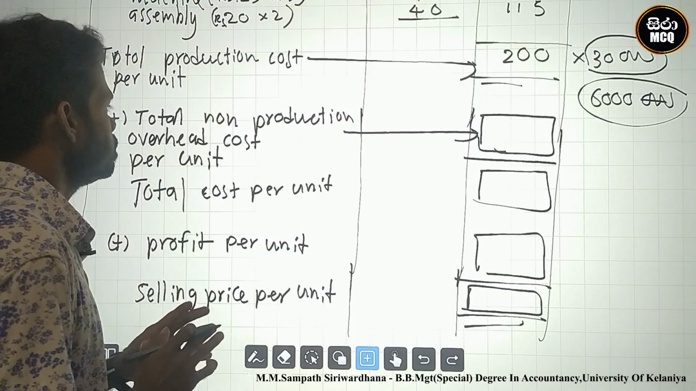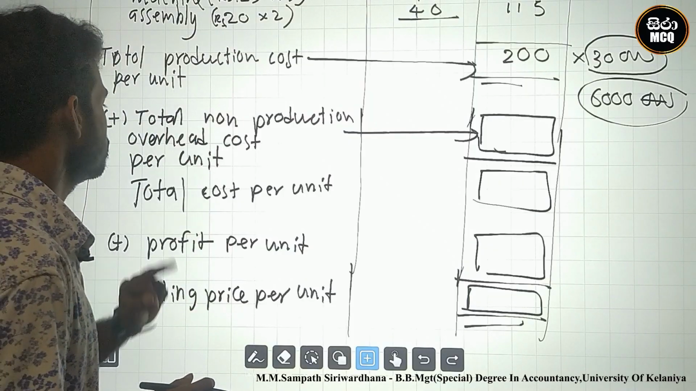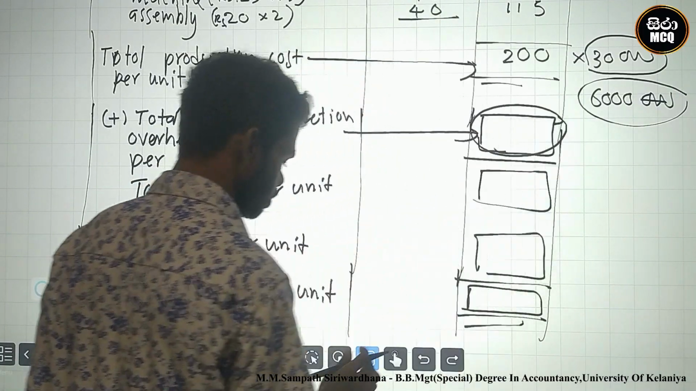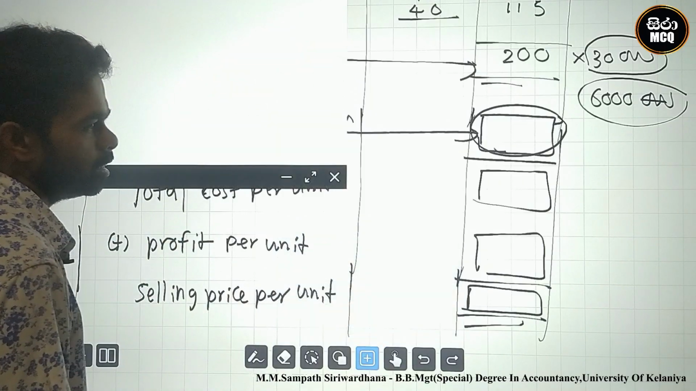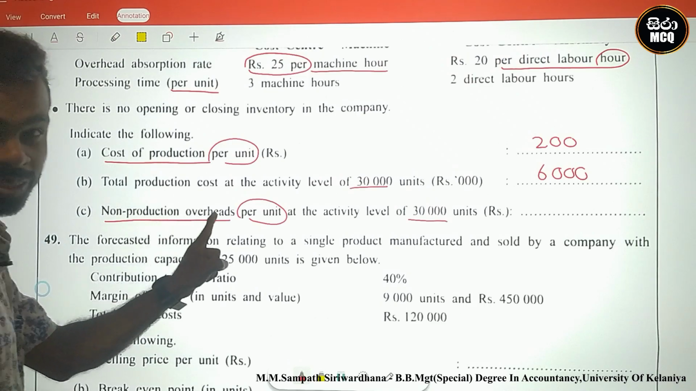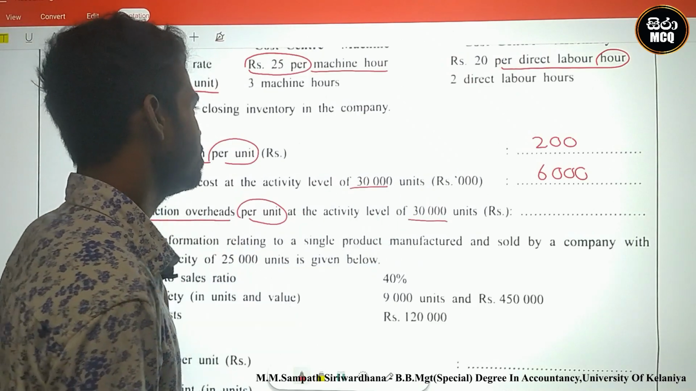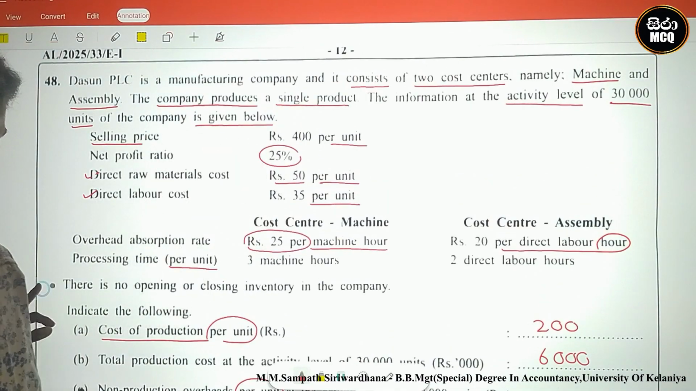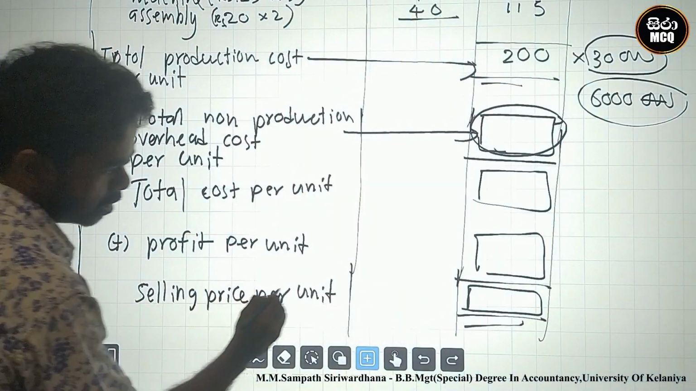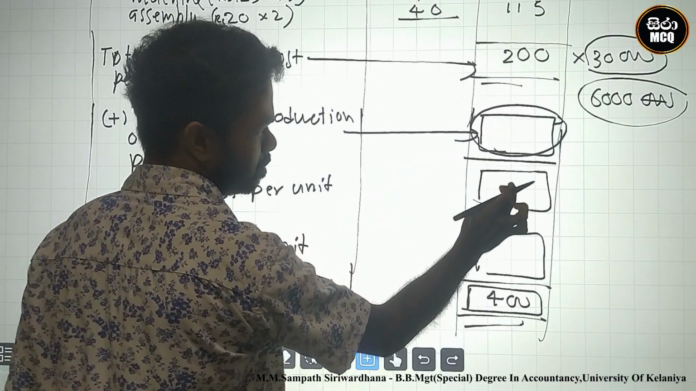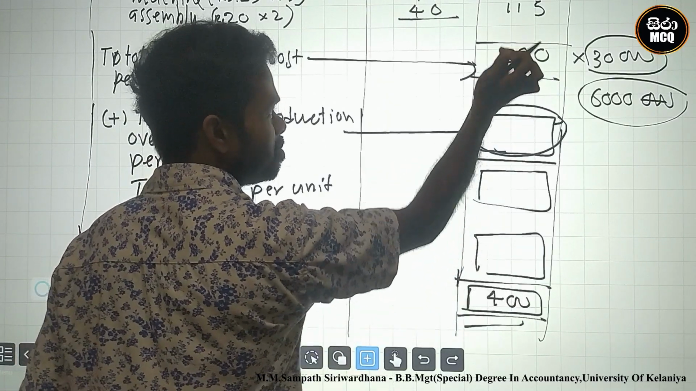This is our requirement: total non-production cost per unit. Look here, our requirement is total non-production overhead per unit at the activity level of 30,000. Let's see, there is another one. Selling price is 400 per unit. Here, this is our requirement. This is the final. This is the opening.